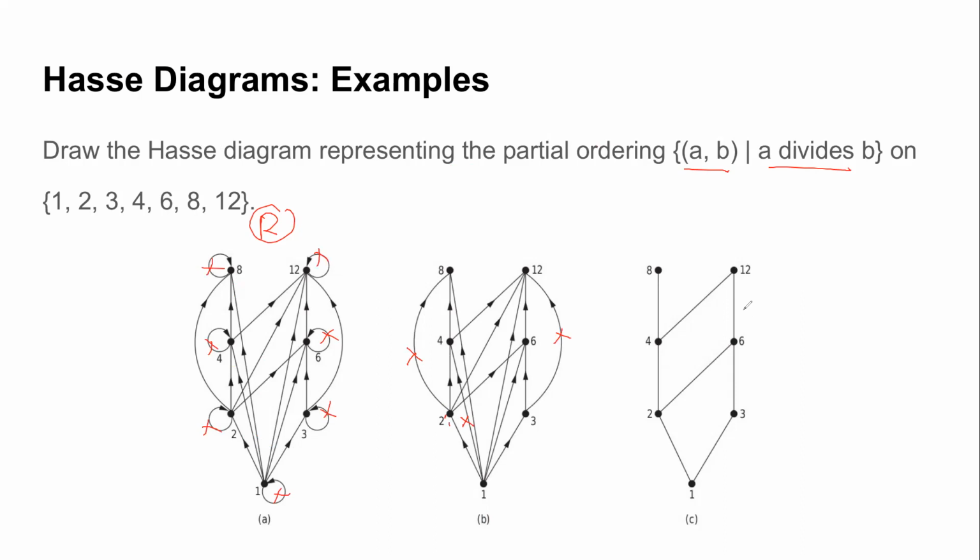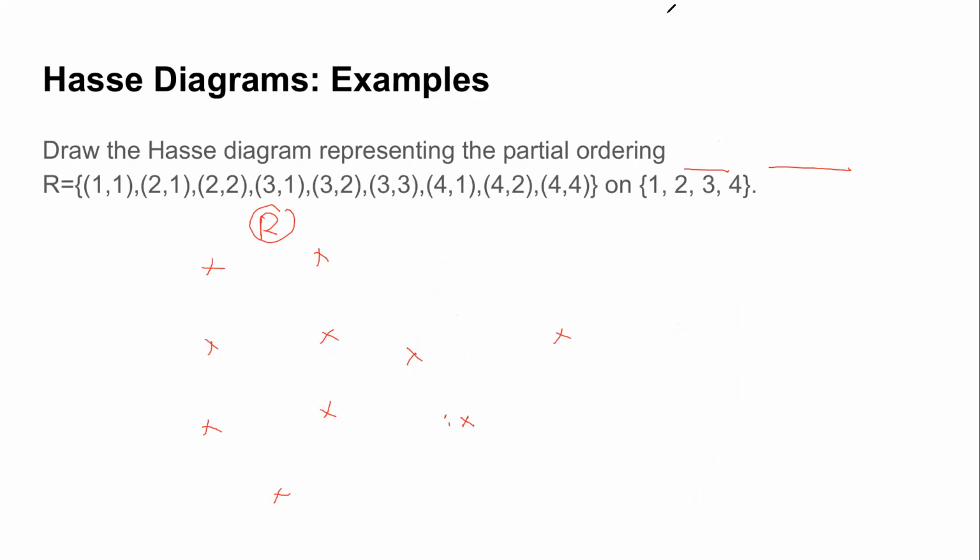You take the directed graph. Okay, first step is remove reflexive loops. Second is remove transitive pairs. Third is arrange them in an order that all arrows are upwards. Okay, let us try this one.